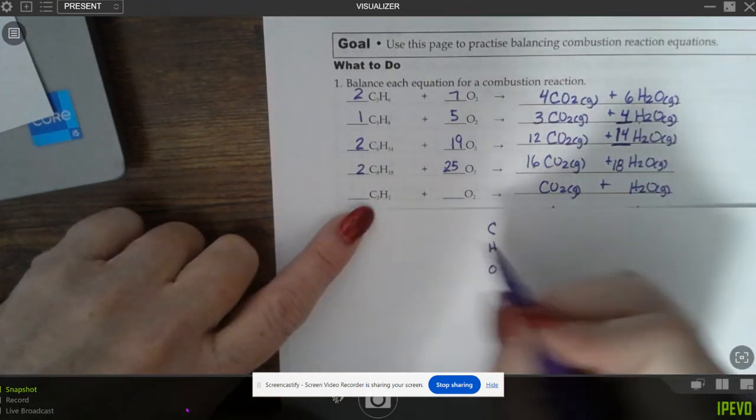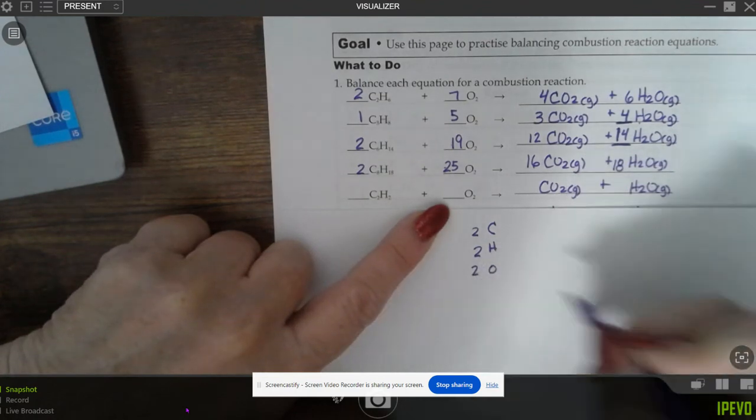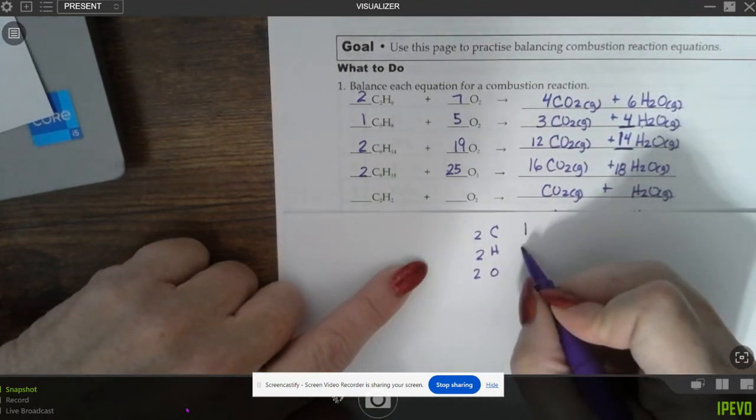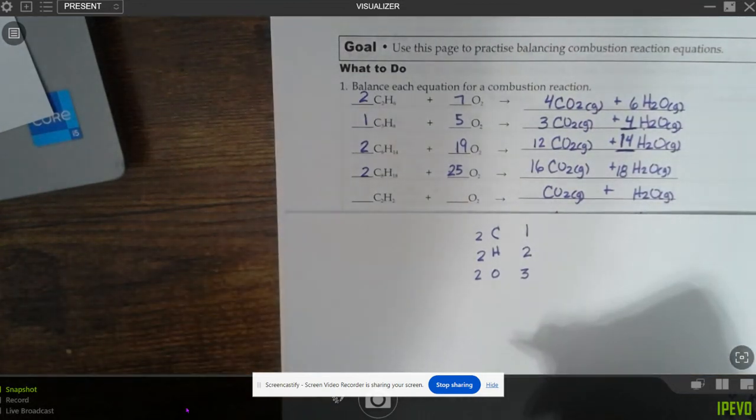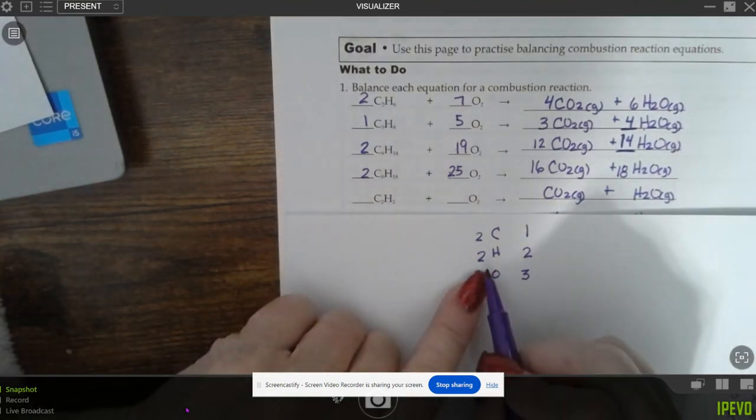I have 2 carbon, 2 hydrogen, 2 oxygen. On this side, I have, guess what? 1, 2, 3. This one might not be a bad one to do the modeling because it's littler numbers. Okay, so let's start here.